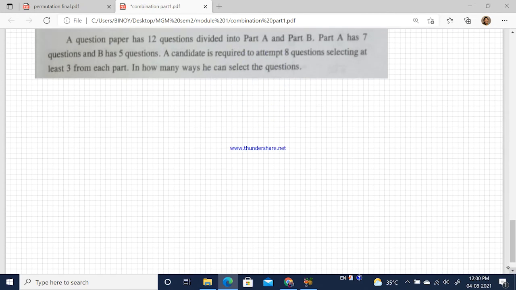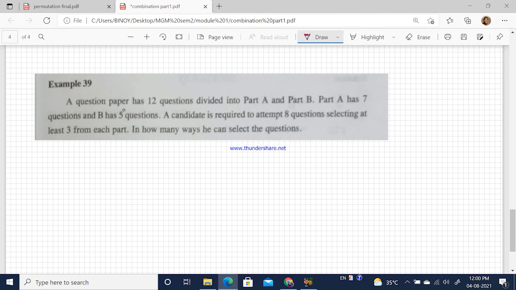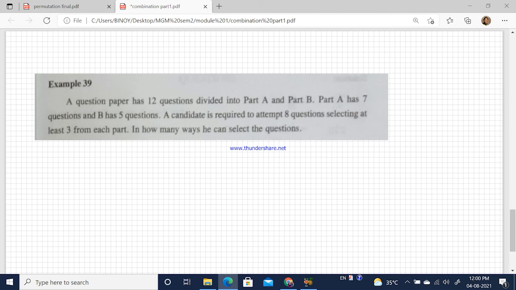Now we are going to another question, which is example 39, which is a similar question and possible to ask in a different form. There is a question paper, and the question paper has got 12 questions altogether, and it was divided into part A and part B.